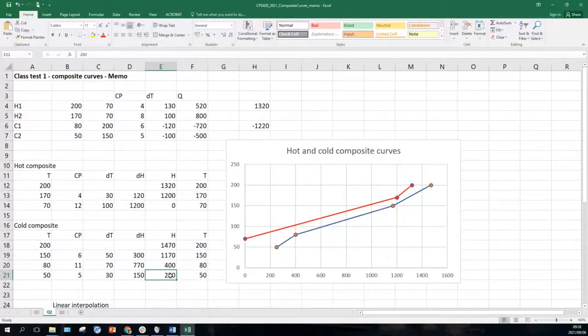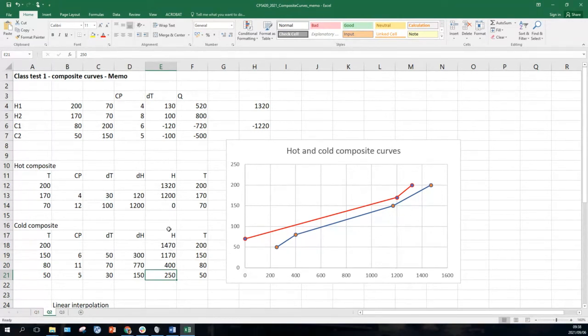I started at 250 and I added the 150 to get 400. 400 plus 770 equals 1170. So I still did it upwards, the same as I did the hot stream. It doesn't really matter, even though, you know, the cold stream... Oh, the cold stream is getting hotter. That's true. No, so that one is the right way around.